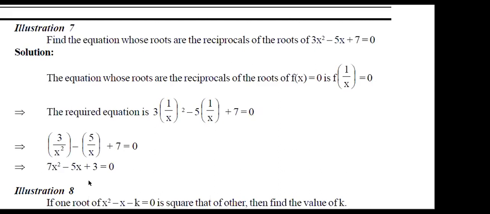Next one, question number 8. Everyone try solving question number 8. Okay, so I can say that we have x square minus x minus k, right? So one root is square of the other. Very good, Zaim.